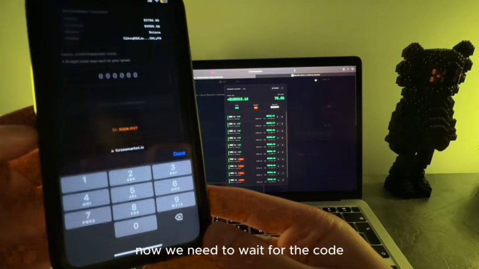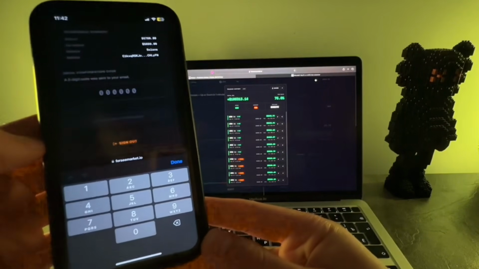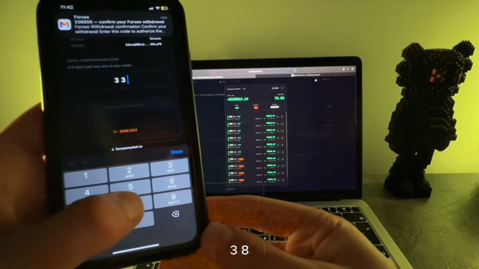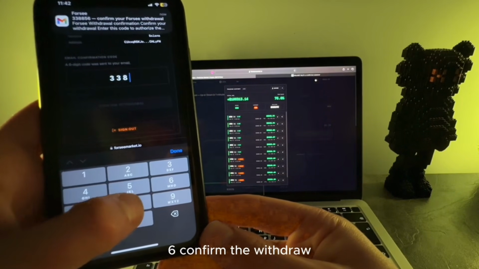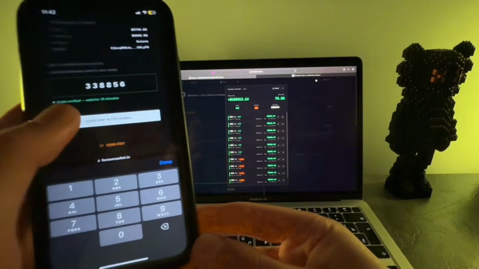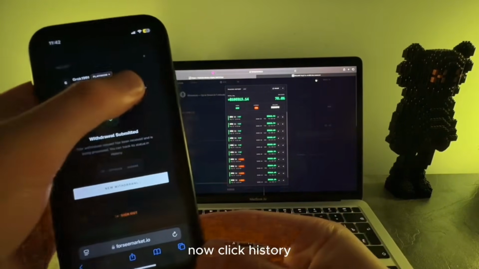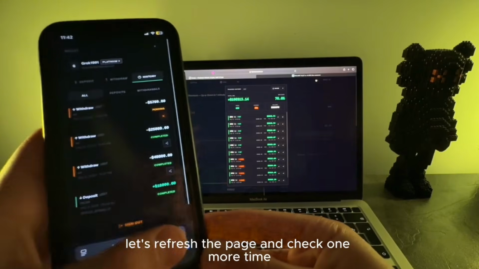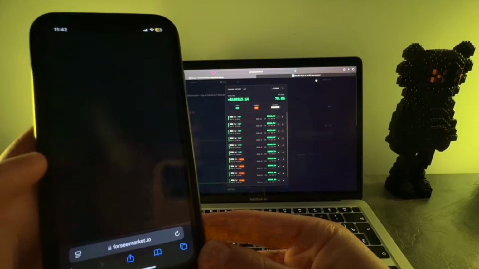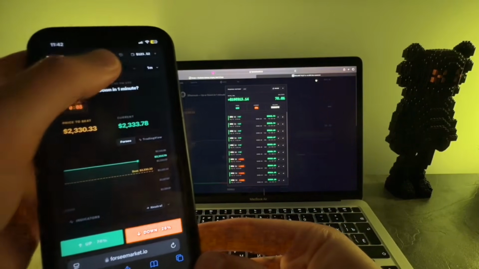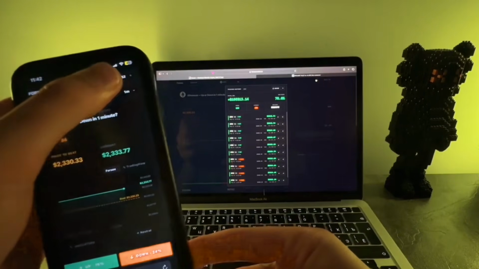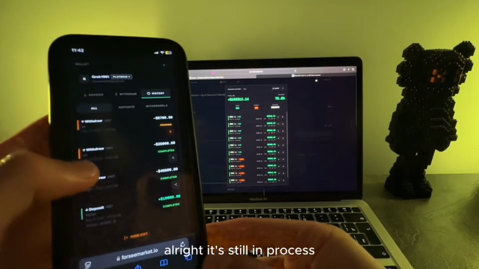Now we need to wait for the code. Let's wait a little bit. Alright, the code has arrived. Let's enter it. 338856. Confirm the withdrawal. Now click History. As you can see, it's currently being processed. Let's refresh the page and check one more time. Alright, it's still in process.